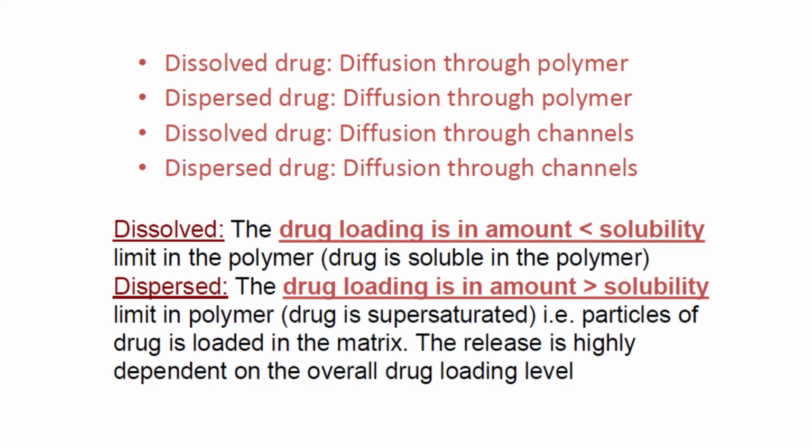Now let's look at what exactly dissolved and dispersed mean. In the case of dissolved, the drug loading amount is lower than the solubility limit in the polymer, which means that your drug is completely soluble in the polymer and that's where it's going to diffuse from. On the contrary, there is something known as dispersed. In the dispersed case, your drug loading is higher than the solubility, which means that the drug is at a supersaturated concentration inside the polymer. It's going to form particles. It's not completely soluble in your polymer.